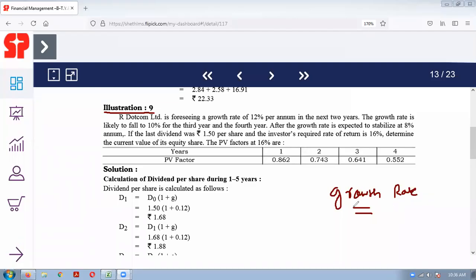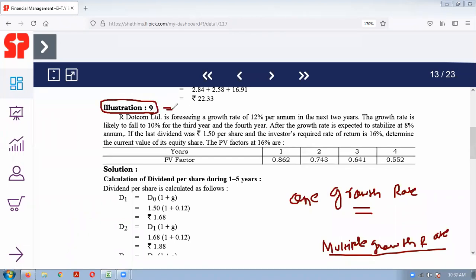So today we will see if there are multiple growth rates, how we will solve the Gordon growth model problem. Till now, in whatever sums and illustrations we have done, there was only one growth rate, a single growth rate. In today's problem, we will see how to solve the Gordon growth model if there are multiple growth rates. For that, we will have to read illustration number 9.